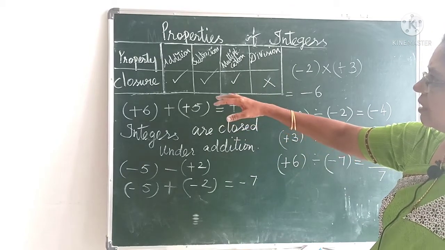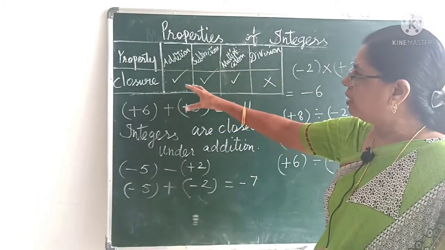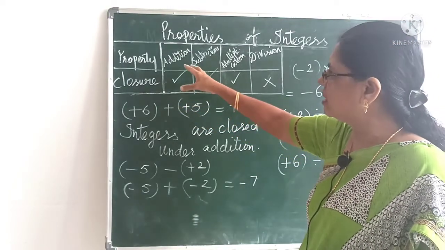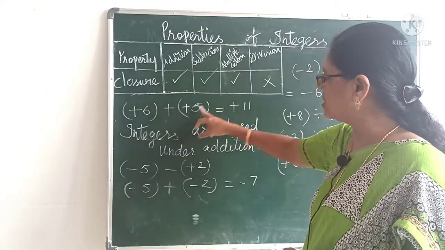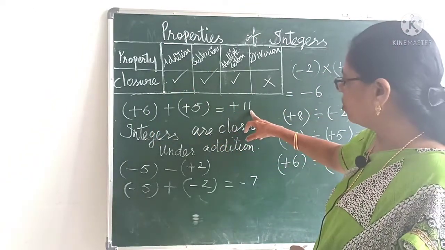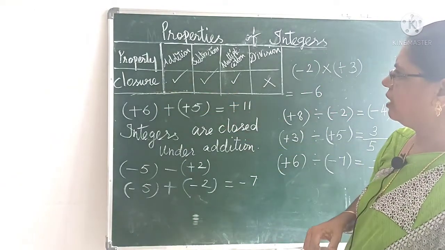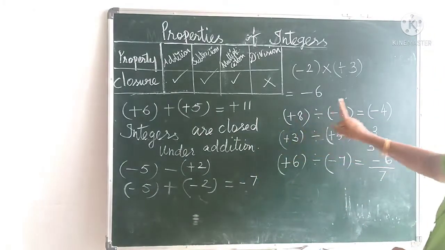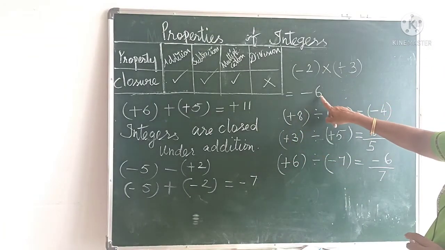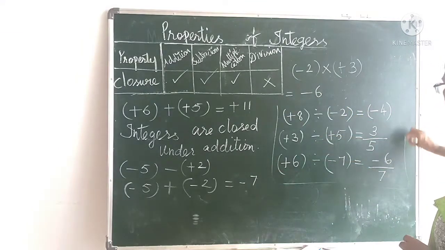Let us recollect. We are learning closure property and we checked whether integers are closed under addition. When we add two integers, the answer is also an integer. So integers are closed under addition. Integers are closed under subtraction. Integers are closed under multiplication. But integers are not closed under division.